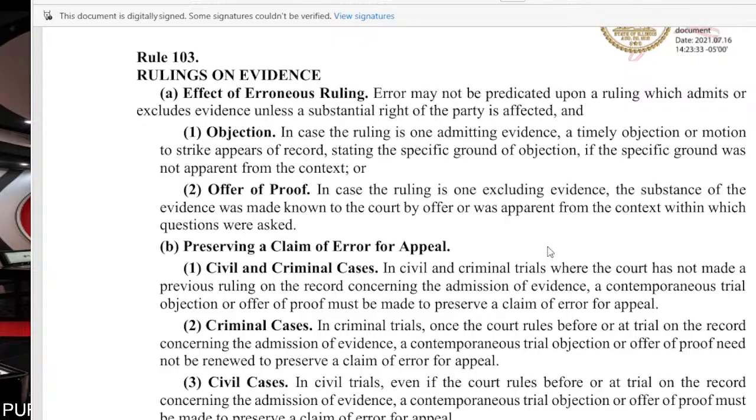A. Objection. In the case where the ruling is one admitting evidence, a timely objection or motion to strike appears of record, stating the specific ground for the objection, if the specific ground was not apparent from the context. Or offer of proof, in the case where the ruling is one excluding evidence, the substance of the evidence was made known to the court by offer, or was apparent from the context within which questions were asked.